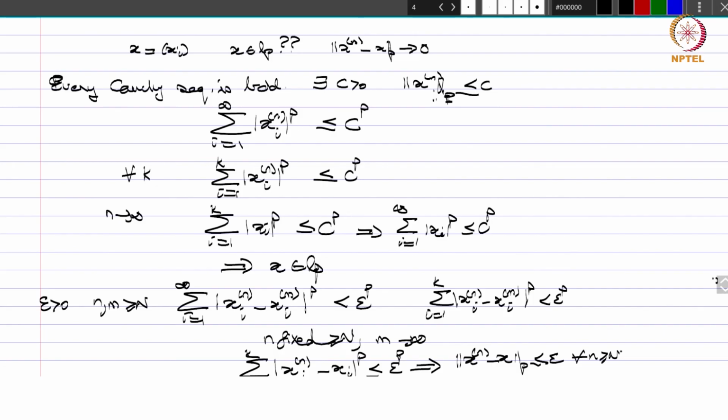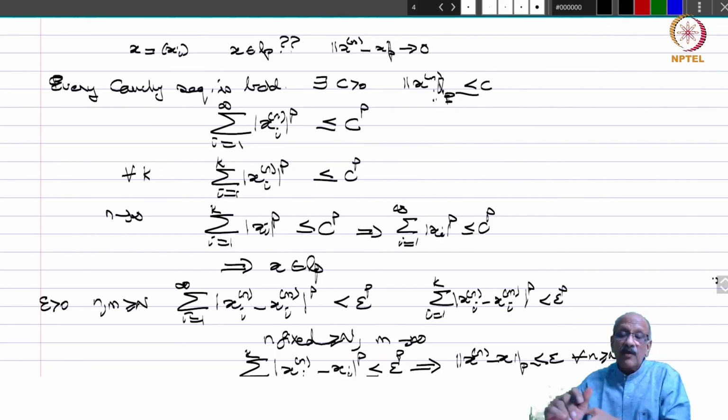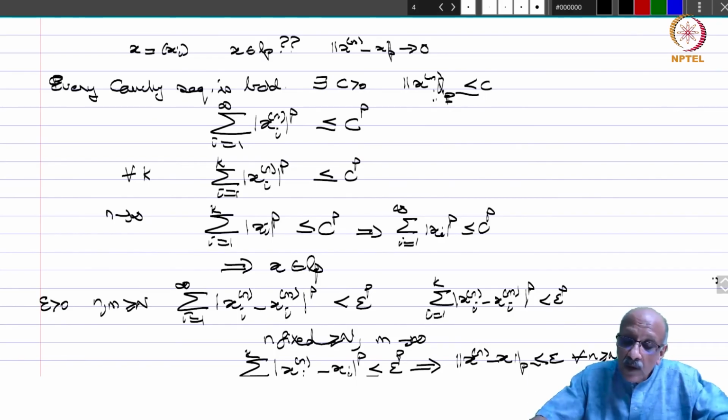Therefore, we have shown that the candidate is indeed suitable, and this completes the proof that it is a Banach space. So, okay, with this we will stop the sequence spaces. Our next example would be function spaces, which we will now look at.